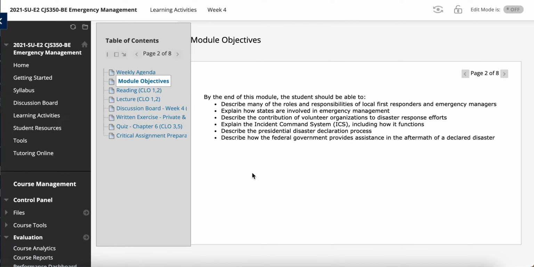Take a second. You can read through your module objectives. As always, our module objectives are what we hope that we have figured out or that we have met by the end of this week.